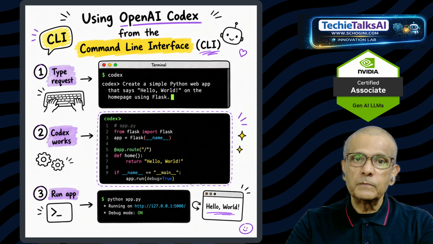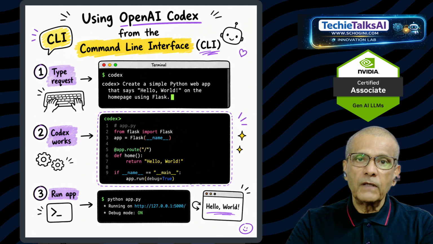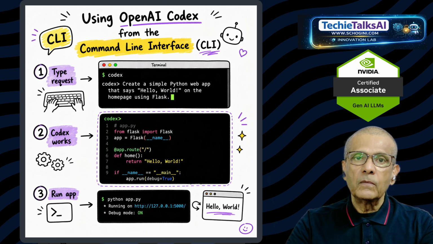But still, beginners must understand one thing. CLI is powerful, but also sensitive. If you give a wrong instruction or run commands without understanding it, it may change files in your project. So my advice is simple. Use CLI when you want speed, but always work inside a test folder first. Create a small demo project, try simple prompts, see what Codex creates. Then slowly move to bigger projects. This is how you learn safely and confidently.